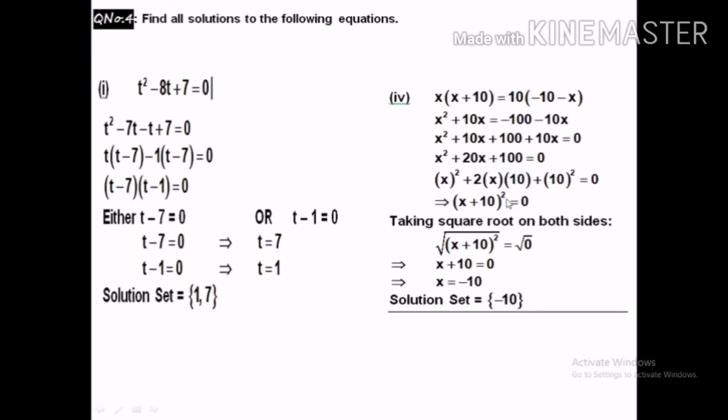We can do this by any one of the three methods. Here we can take the completing the square method. We can do it by factorization too, 10 and 10 are the two factors. But by completing the square, we can write x square plus 2 into x into 10 plus 10 square. So we get x plus 10 whole square, and on the right side it is 0. Taking the square root on both sides, the square cancels with the square root, we get x plus 10, and on the right side the square root of 0 is 0. So x is equal to minus 10. So the solution set is minus 10.